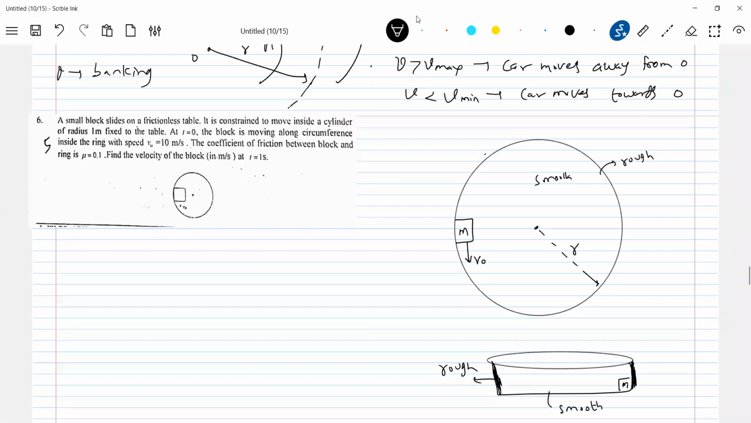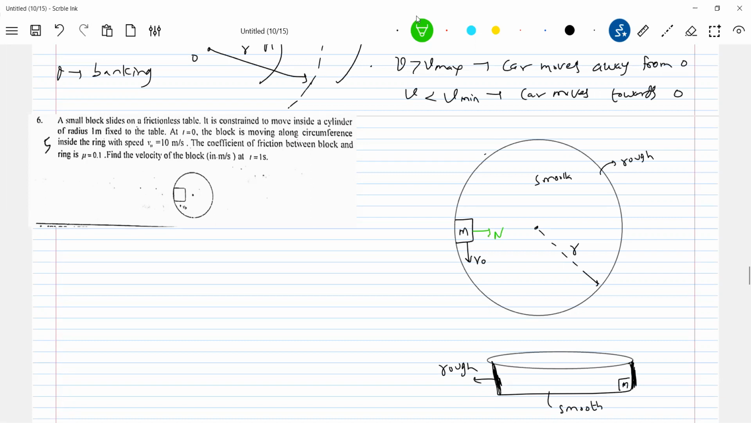Okay, let's come to that. What are the forces that will be acting? Normal contact, because the block will be in contact with the rough vertical wall. Is that okay, all of you?